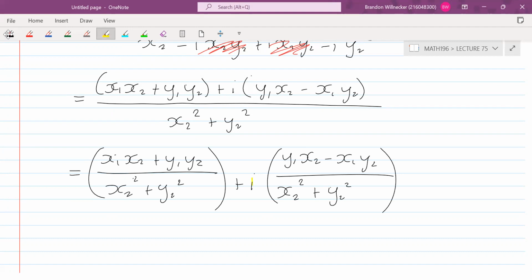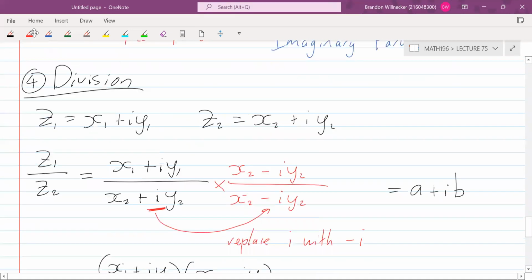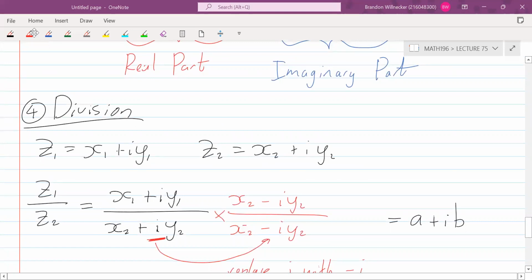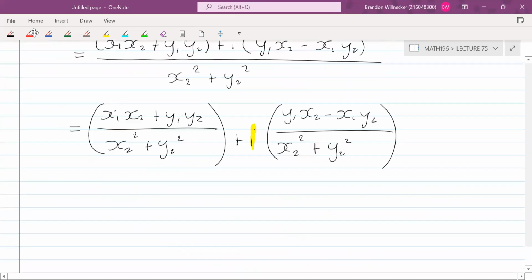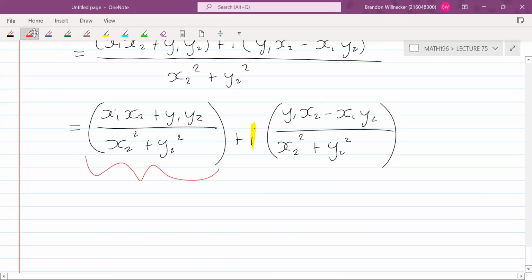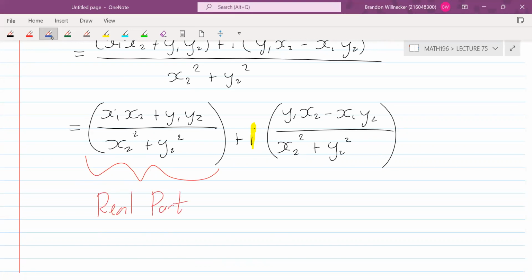And again, we've got this r here. So we have successfully written z1 over z2 as a complex number. We see that we've got this real part, and we've got this imaginary part. So again, it's a complex number. Division by complex numbers gives us, again, a complex number.